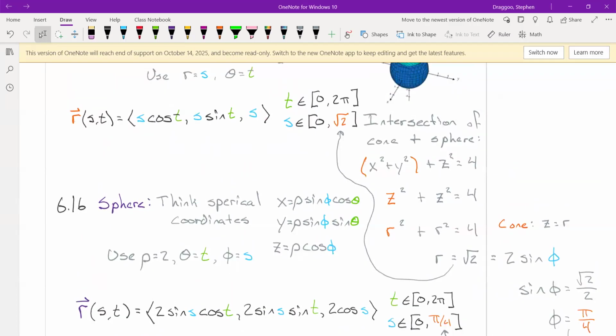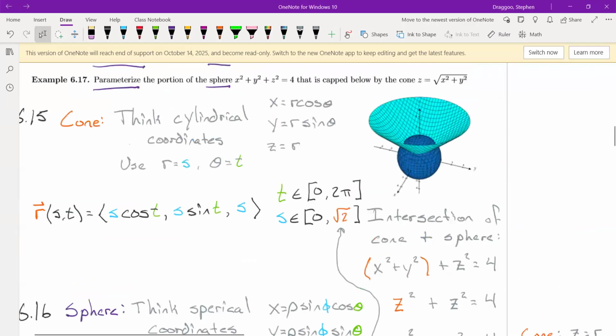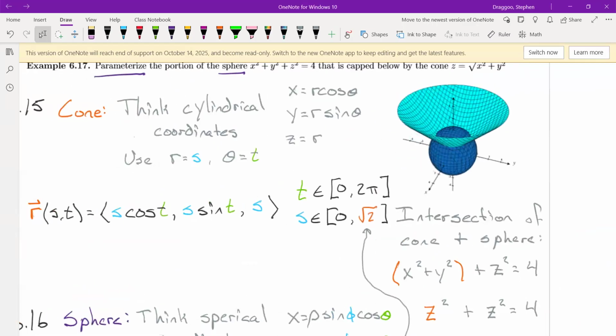Because when we set up these parameterizations, the domain in which our parameters are allowed to exist is going to end up being pretty important. That's often how we figure out what bounds to set for the parameters. Now, theta is usually pretty nice. Most of the time, we're just going to go 0 to 2 pi for our theta surrogate, as long as we're going all the way around, which often we do. And then the other parameter might be limited in a different way.